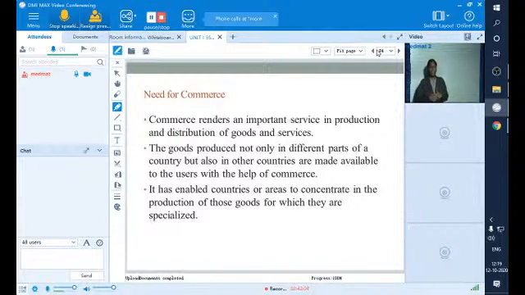Third one, it has enabled countries or areas to concentrate in the production of those goods for which they are specialized. So we are going to give importance to the specialized goods in a particular area, and then we are taking those specialized goods around the globe. So this is the need of commerce.